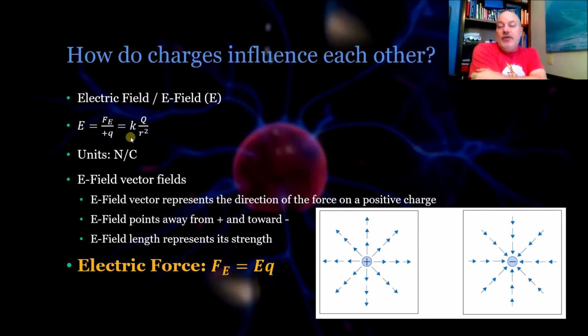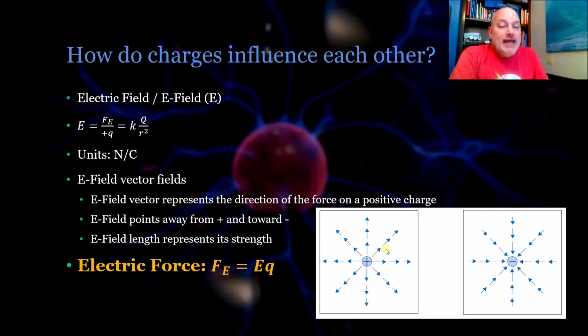The electric field vectors point away from positive charges because a positive charge placed out here, remember our sign conventions, would be pushed away. So the electric field goes away from a positive charge and it will go toward a negative charge. So the direction of the electric field vectors represents the direction of the force on a positive charge.